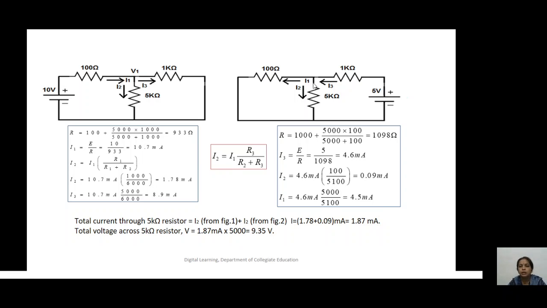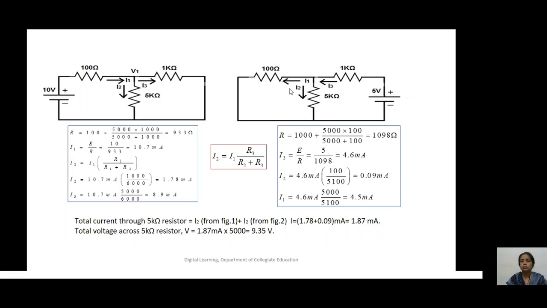Now we will come to the second circuit. In the second circuit also a similar kind of thing happens. So first we have to find the main current. For finding the main current, we have to find the effective resistance. Effective resistance is equal to, in this case, main current is I3 because it is the current supplied by this battery. So that current is getting divided into I1 and I2 here.